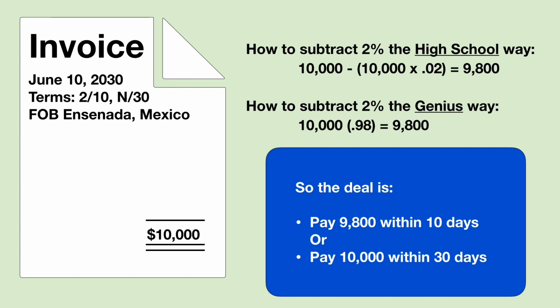Now, the question is, how do you subtract 2%? I've got two formulas there. The first formula is the high school way. My students, if they can get it, they always do it this way. You take 10,000 minus 10,000 times 2%. Now that takes a lot more keystrokes when typing into your calculator. So the genius way is to just take your calculator and take 10,000 times 0.98. You get the same answer, but with fewer steps.